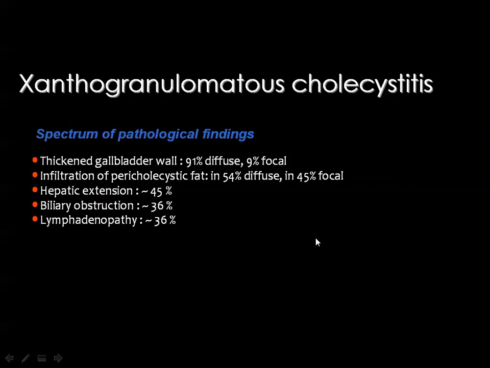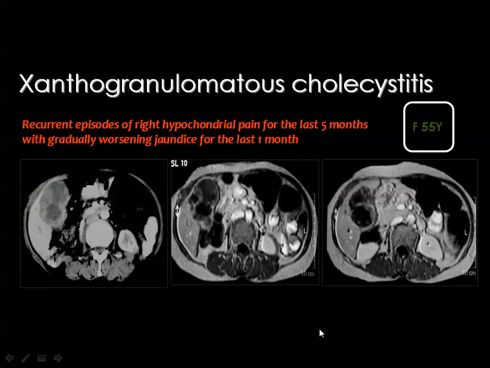Xanthogranulomatous cholecystitis will show these findings by imaging: thickening of the gallbladder wall may be diffuse in the majority of cases or focal in some patients. Infiltration of the pericholecystic fat is seen in these percentages, and hepatic extension of the inflammatory condition, also biliary obstruction, and you may get some lymphadenopathy, and this will complicate the imaging finding, and you will not be able to differentiate xanthogranulomatous cholecystitis from malignancy.